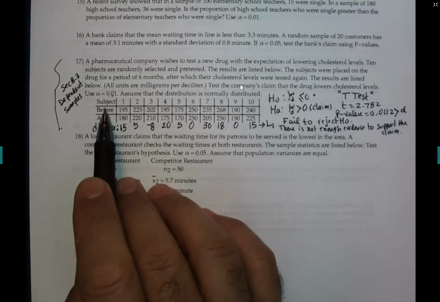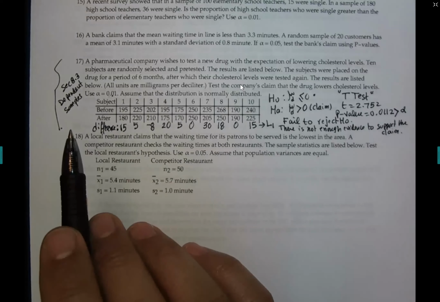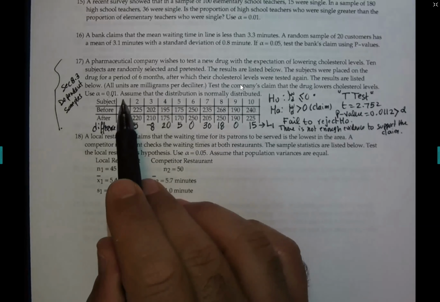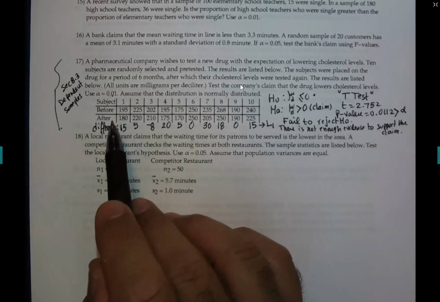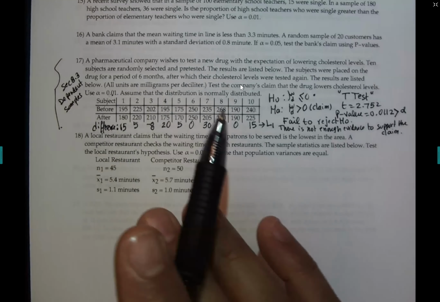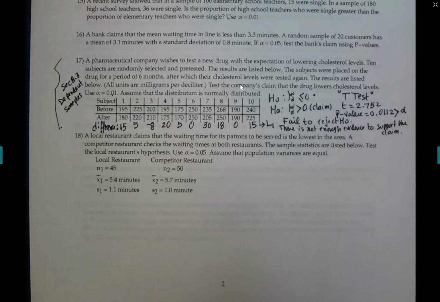When you see something like that, guys, then you know for sure that the samples are dependent. Dependent is about the same subjects before an action and after an action. This is how you can tell if the samples are dependent. Test the company's claim that the drug lowers cholesterol levels.